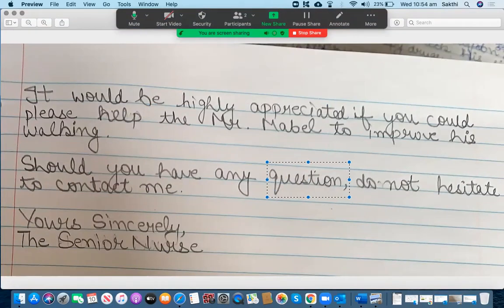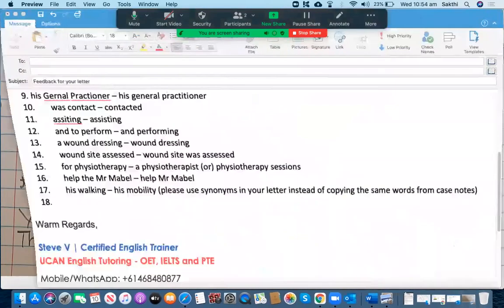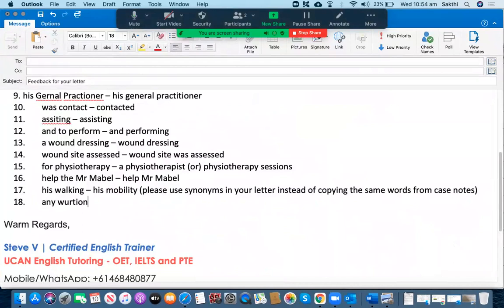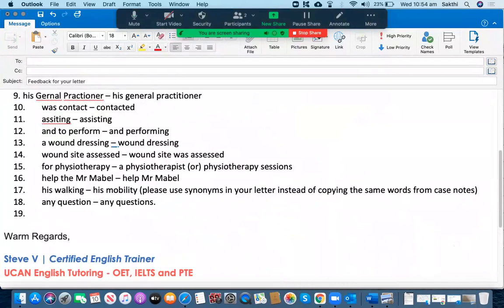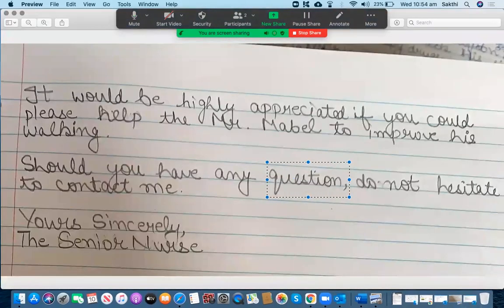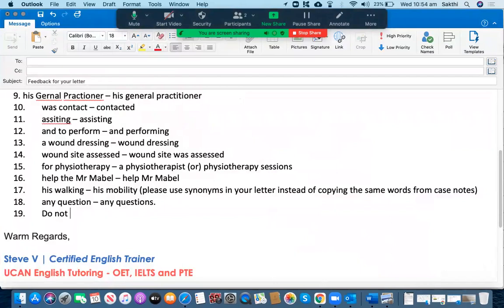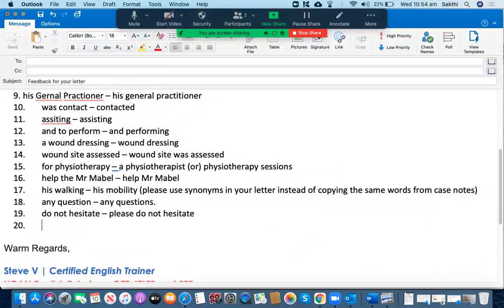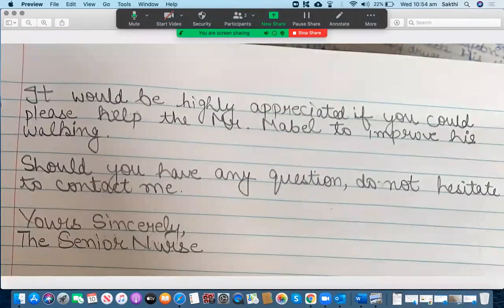Should you have any questions. It's not any question, but usually people may have more than one question, so you have to use questions. Any questions. Okay. Do not hesitate to contact me. No, you have to always use polite phrases. Don't say do not hesitate to contact me, but say please do not hesitate to. You have to use please as well. Do not hesitate to contact me. Yours sincerely, the senior nurse. Okay, everything else is all good.